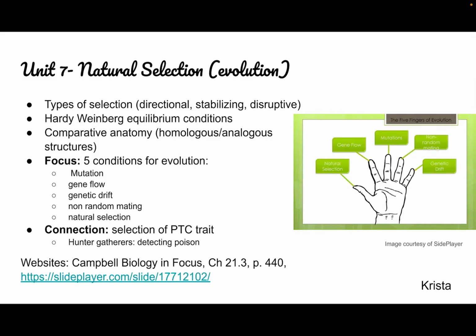Next, we have Unit 7, Natural Selection. So in this unit, the focus is on the 5 conditions of evolution, which are mutation, gene flow, genetic drift, non-random mating, and natural selection.